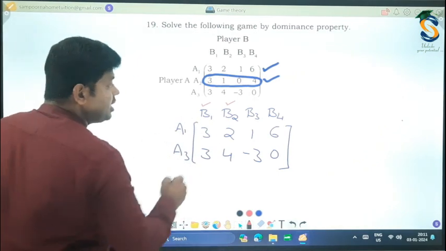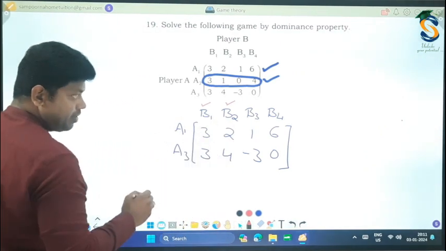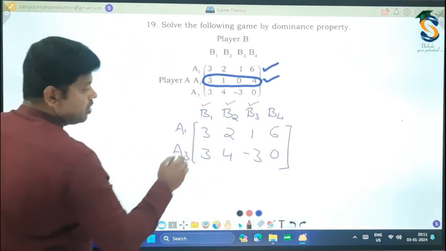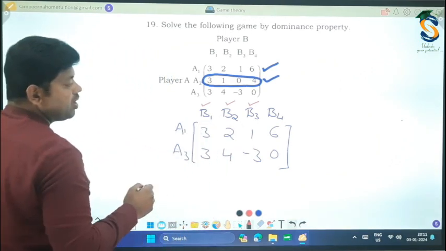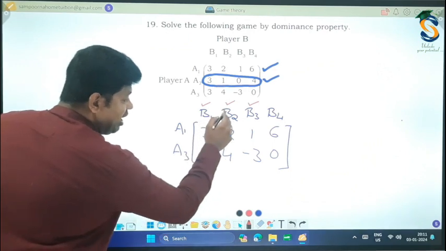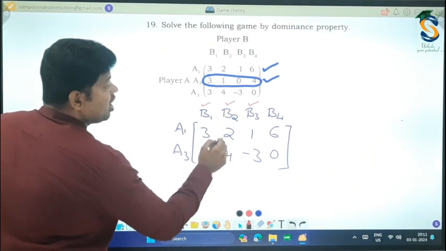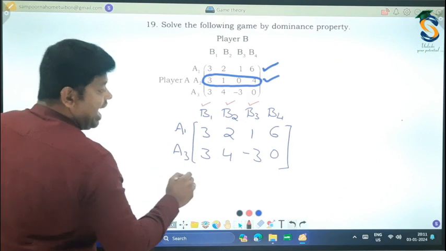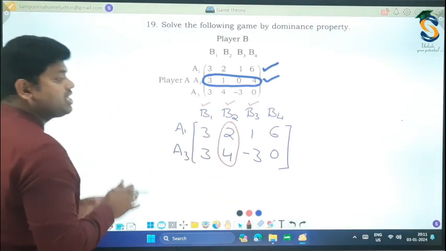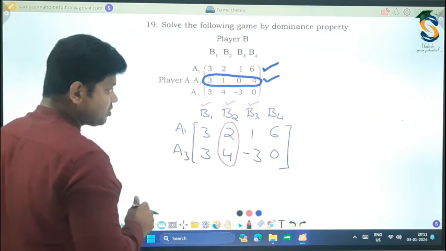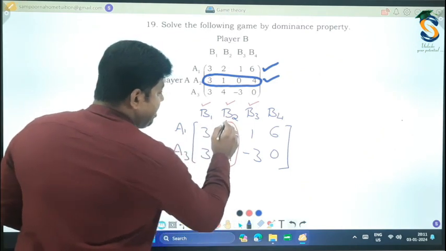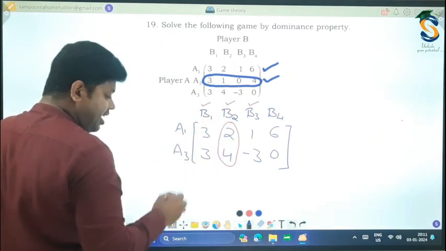I need to go with B2 and B3. Now I am going to do the B2 and B3 comparison. 2 is greater than 1, whereas 4 is also greater than minus 3. Hence, all the elements of B2 are greater than the B3 elements. Hence, I can delete the bigger column. Column wise, the bigger column you need to delete. So now the reduced matrix will be, except B2, all the other columns.